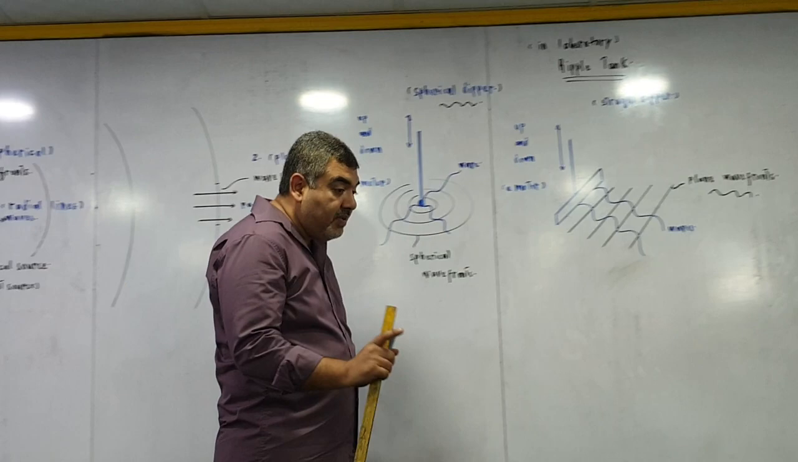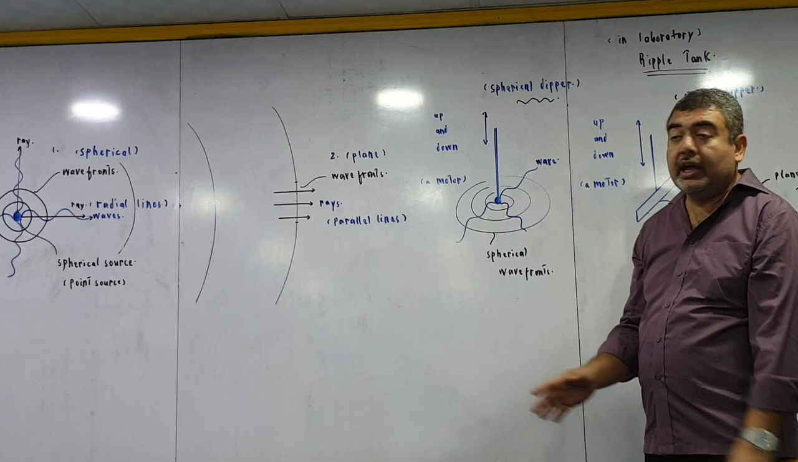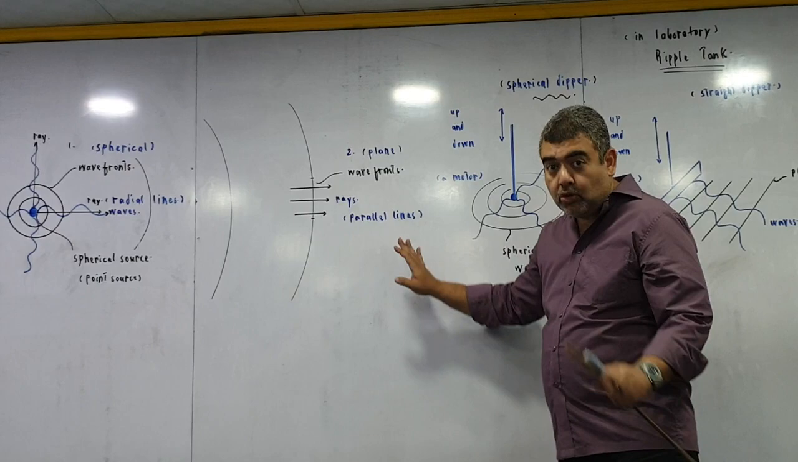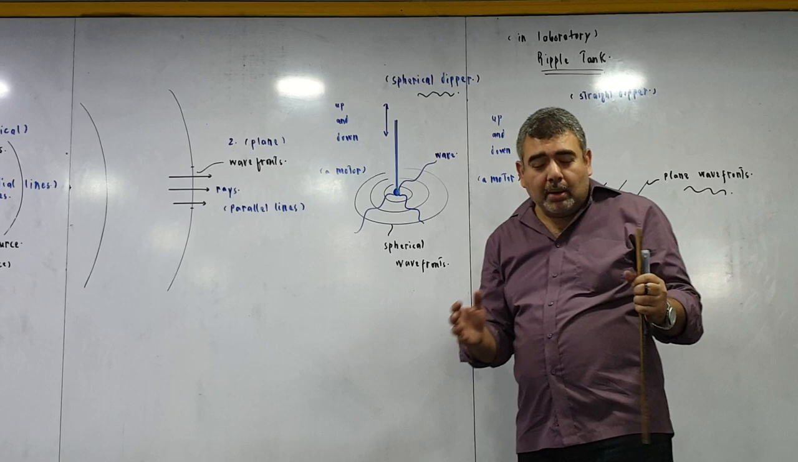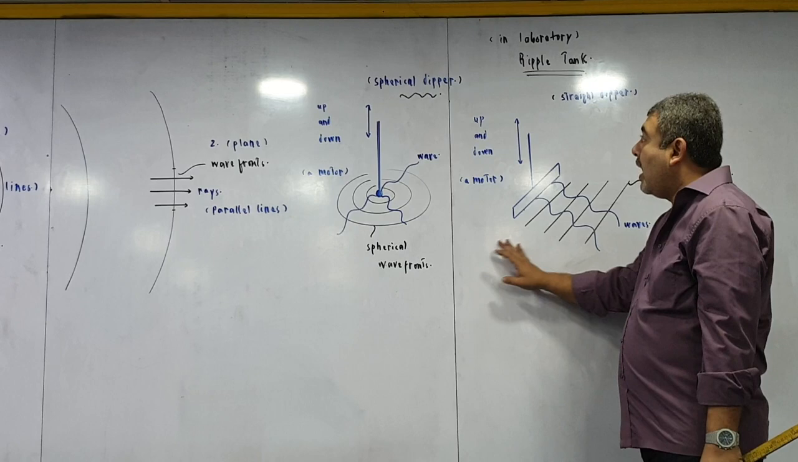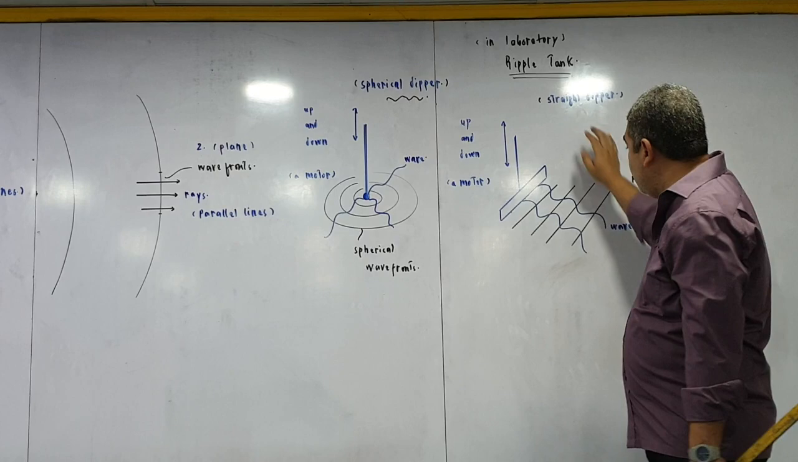These same spherical wavefronts, after travelling a very large distance, have portions that become nearly plane wavefronts. So hope you have an idea. But in the laboratory, I have to place things individually on a small scale. I don't have a lab so big that light comes from infinity. So how can we form plane and spherical wavefronts at the moment? To form them, we'll be using spherical dippers and straight dippers. Straight dippers produce plane wavefronts, and spherical dippers produce spherical wavefronts.